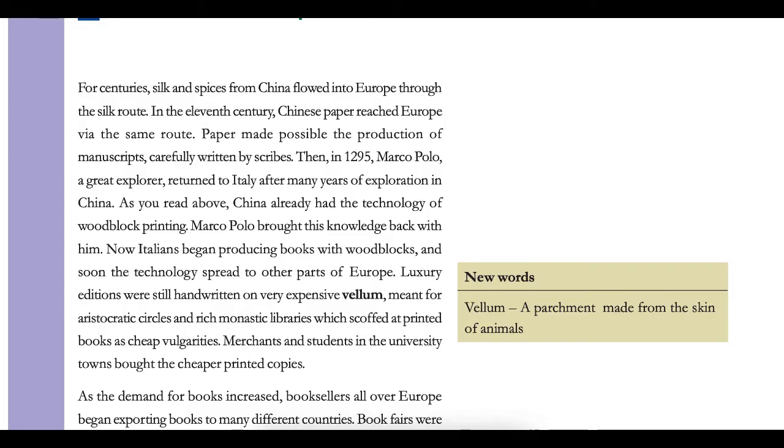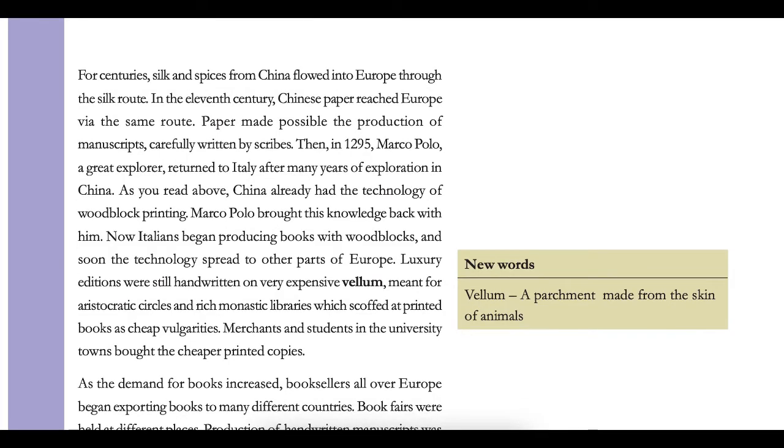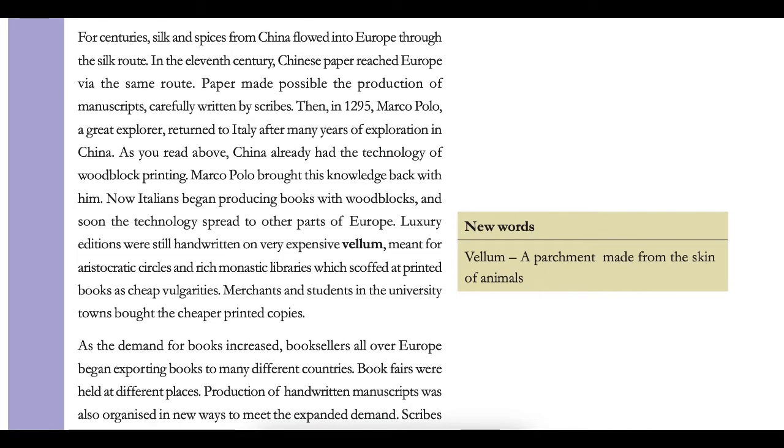As you read above, China already had the technology of woodblock printing. Marco Polo brought this knowledge back with him. Now Italians began producing books with woodblocks, and soon the technology spread to other parts of Europe. Luxury editions were still handwritten on very expensive vellum, meant for aristocratic circles and rich monastic libraries, which scoffed at printed books as cheap vulgarities. Merchants and students in the university towns bought the cheaper printed copies.